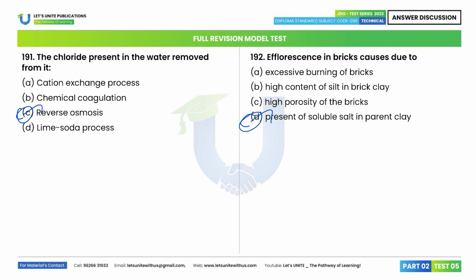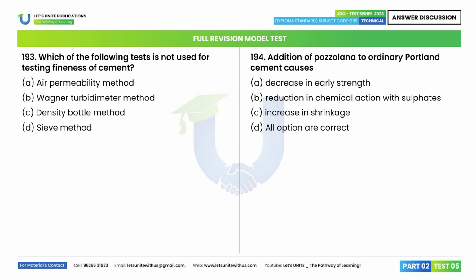Option D. Next, 193. Which of the following tests is not used for testing fineness of cement? Air permeability comes, Wagner turbidity comes, sieve test also comes. So option D, density bottle method, correct answer. Next, 194. Addition of pozzolana to ordinary Portland cement causes decrease in yield strength, correct. Reduction in chemical action with sulfates, correct. Increase in segregation, correct. So option D, all options are correct.